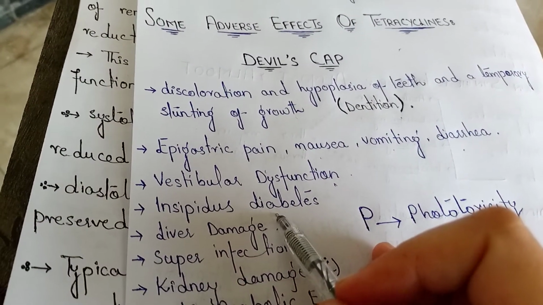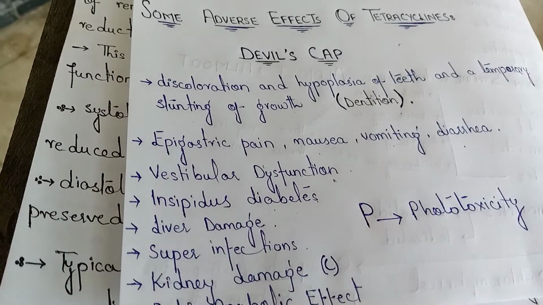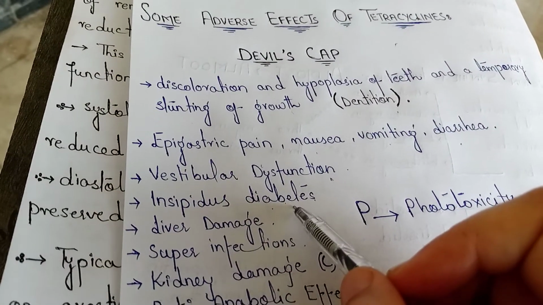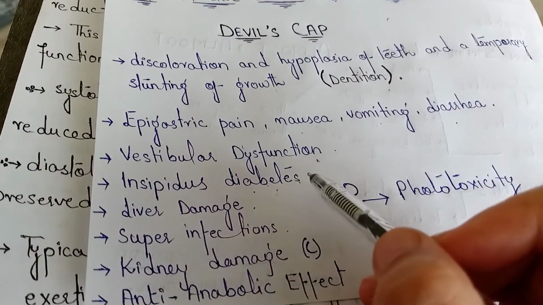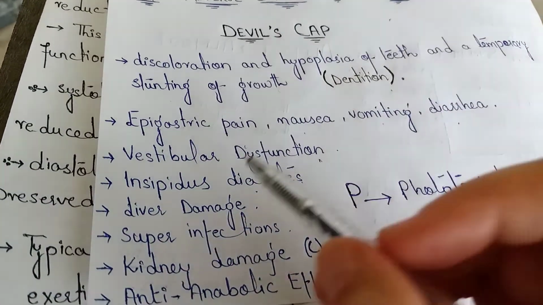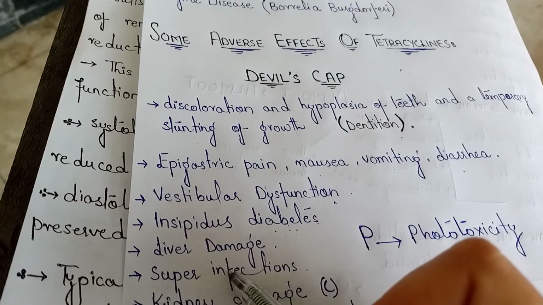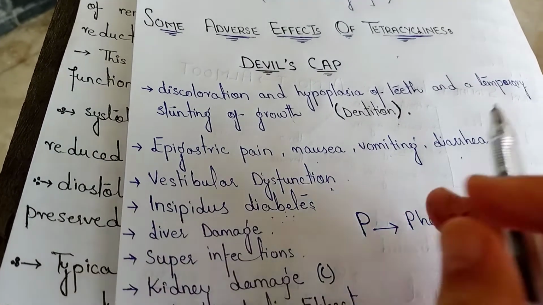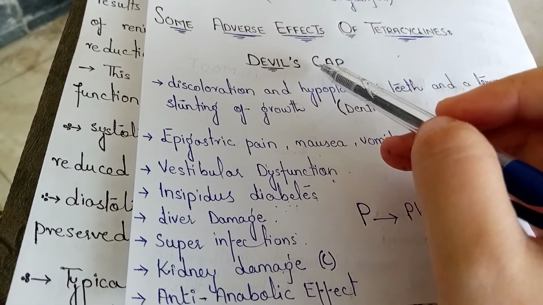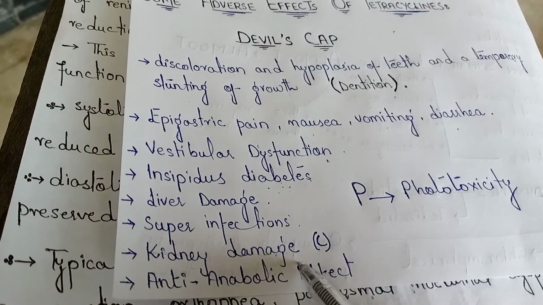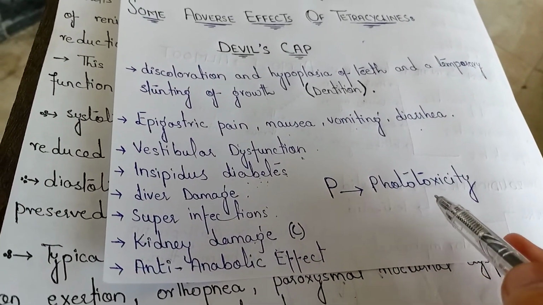I for diabetes insipidus, in which there is more urination. The glucose level is usually normal. In diabetes mellitus the glucose level is high, but in insipidus it is normal and the urination is more. L for liver damage, which is also a side effect of tetracycline. S for superinfection. C for kidney damage, as it sounds like K. A for anti-anabolic effect, and the last one, P, is for phototoxicity.